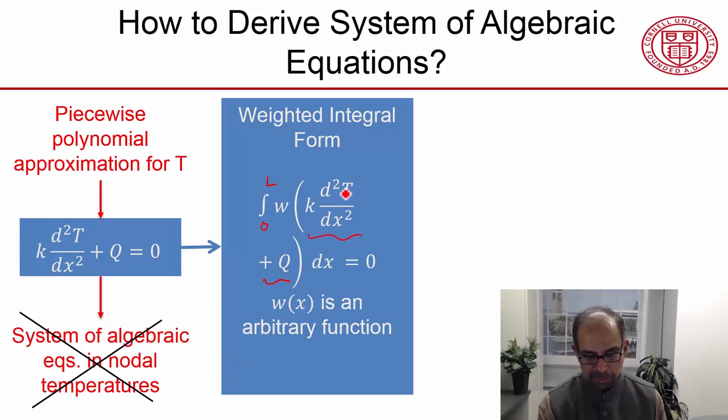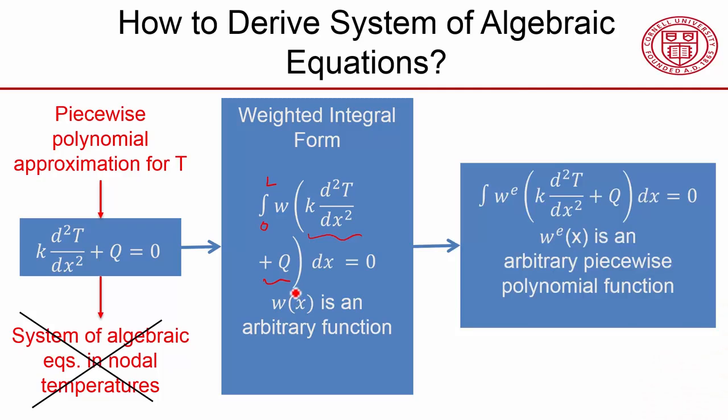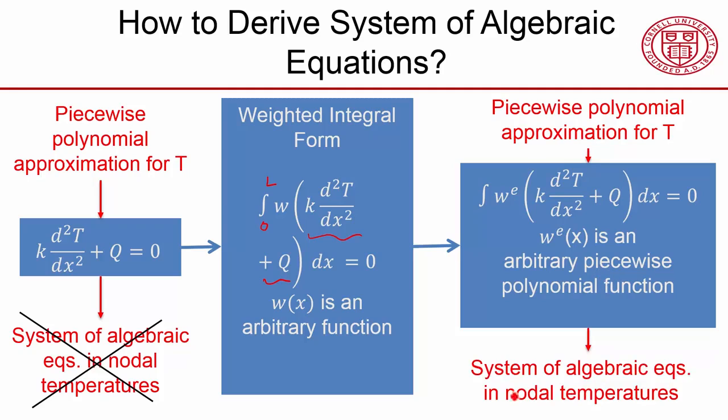But once I've assumed a shape for the temperature, there's no way I can satisfy this for any arbitrary function. So I say, you know what? I won't satisfy this for any arbitrary W. I'll satisfy it for one particular shape of W. Instead of an arbitrary function, I'll satisfy it for an arbitrary piecewise polynomial function. That means I assume a shape for W that looks like the shape for temperature, and we'll see that in a minute graphically. So I have a shape for temperature, and I have a shape for W. Now if I plug that shape into this, out pop my system of algebraic equations in nodal temperatures.